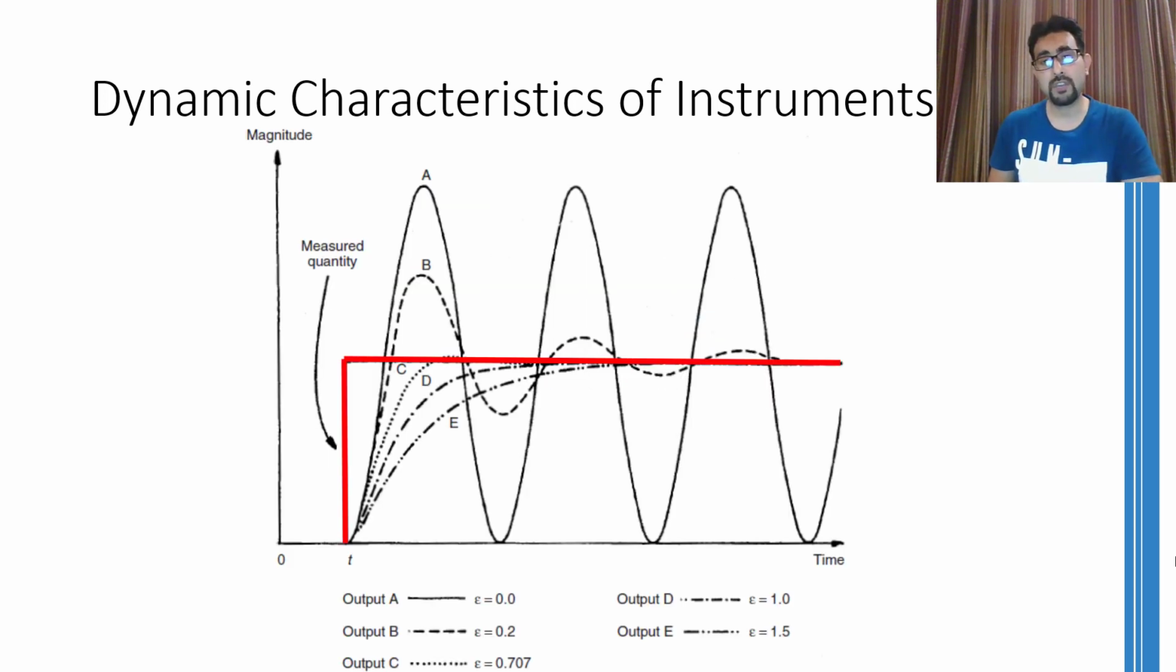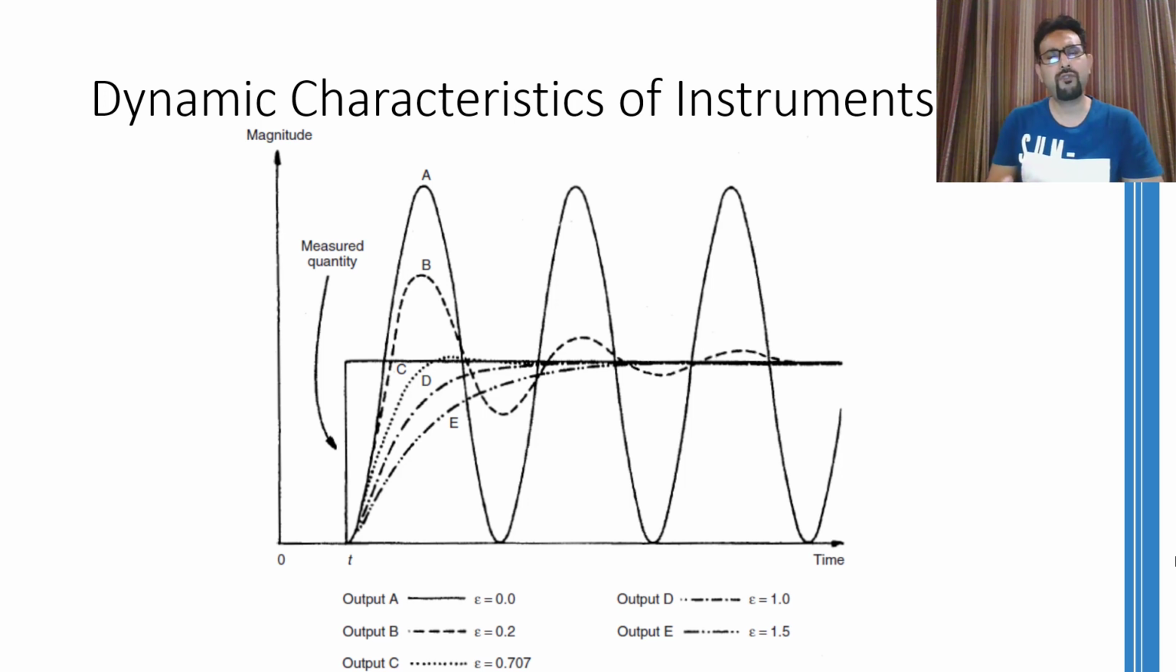This line signifies the measured quantity. You can see that the measured quantity changes at time t, whereas different outputs are shown for different values of zeta, where zeta is the damping ratio. This signifies how much the output will be damped. In the figure, you can easily see that when zeta is 0, there is no damping. As soon as the input changes, the output starts changing, but it will never reach the final value and will keep on oscillating about the final value.